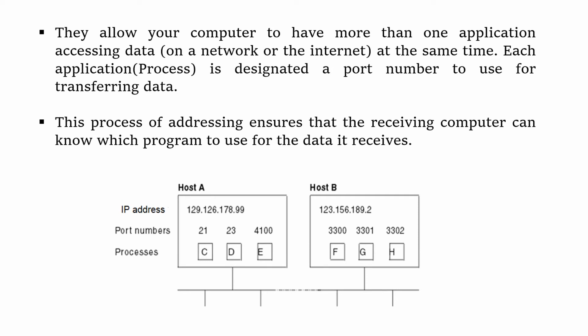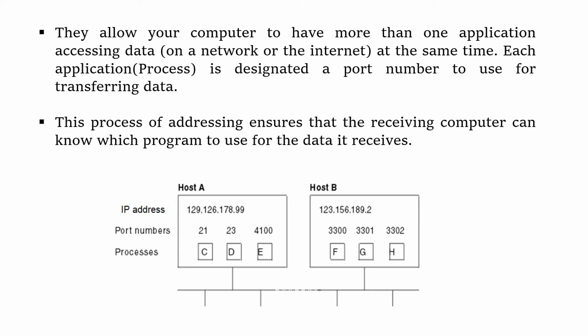Port numbers allow your computer to have more than one application accessing the data on a network or the internet at the same time. Each application, or we can say process, is designated a separate port number to use for transferring the data. This process of addressing, the designation of a separate port number for each process in a device, ensures that the receiving computer can know which program to use for the data it receives.